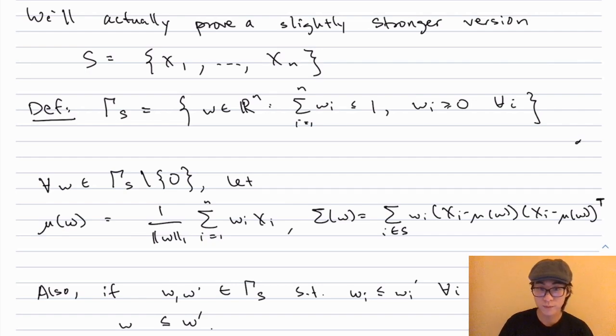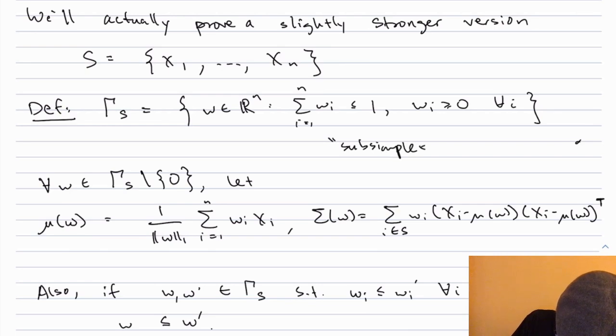So let's introduce the following important terminology, which we will use repeatedly through this next set of lectures. So let me index my set S as x1 through xn. And then let me define this quantity gamma sub S, which is a set of weights over 1 through n, which are non-negative and sum to at most 1. So in particular, if the sum of the weights was exactly 1, this would be the standard simplex, but it's more like a subsimplex, because I allow the set of weights to sum to less than or equal to 1.